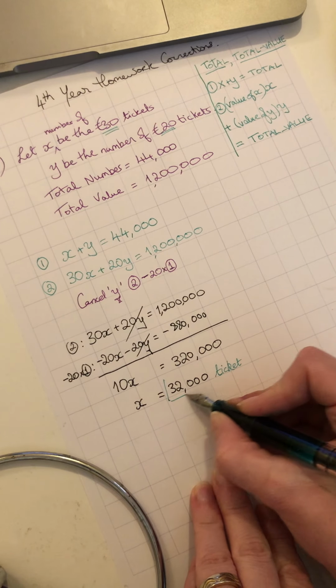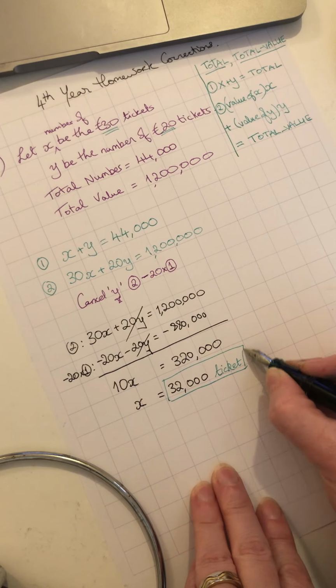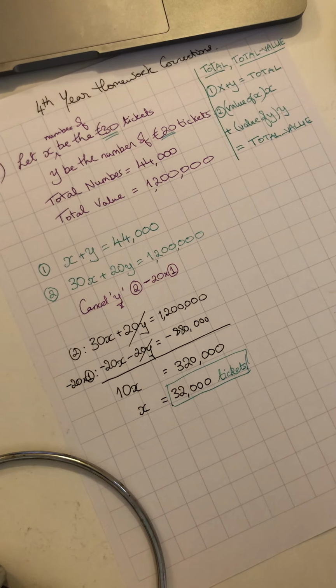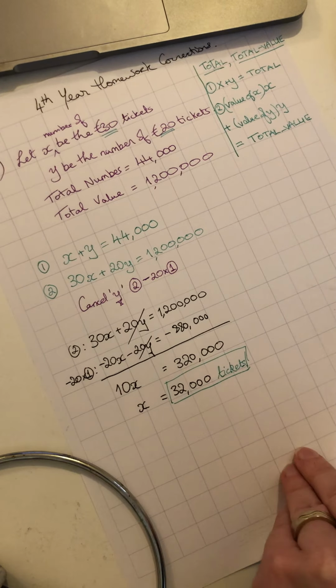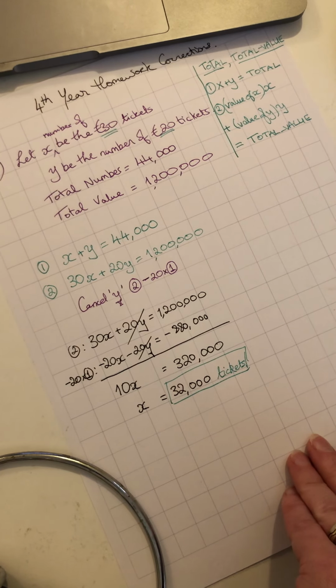32,000 higher priced tickets were sold. And that's it. Okay. So that's the answer to part 1. That's the answer to question 10.